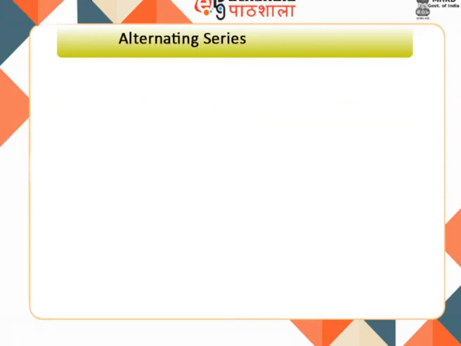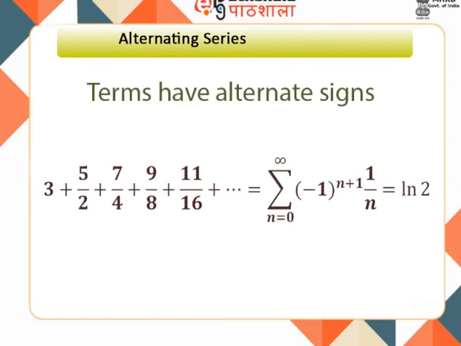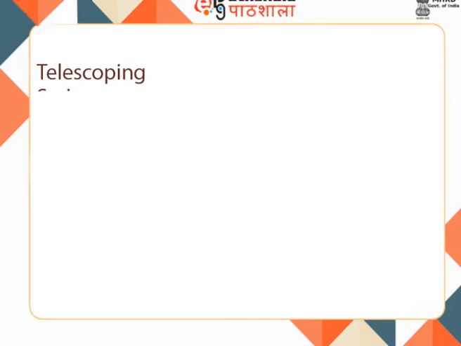An alternating series is a series where terms have alternate signs. For example, 1 − 1/2 + 1/3 − 1/4 + 1/5 − and so on is equal to the summation of (−1)^(n+1) × 1/n, where n goes from 1 to infinity, which is equal to the limit ln 2.